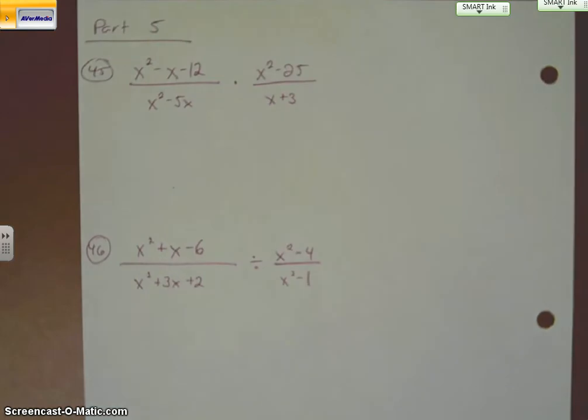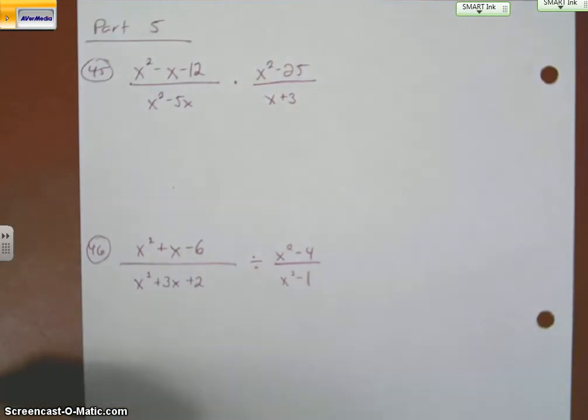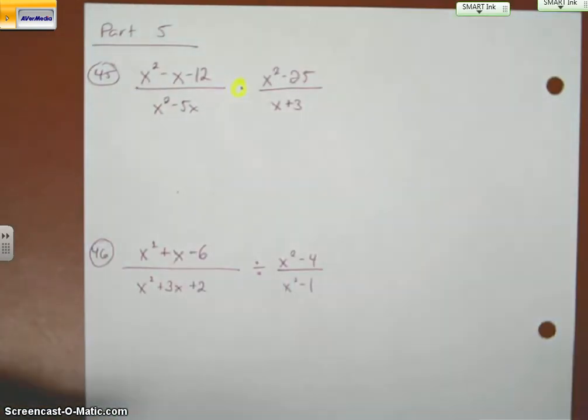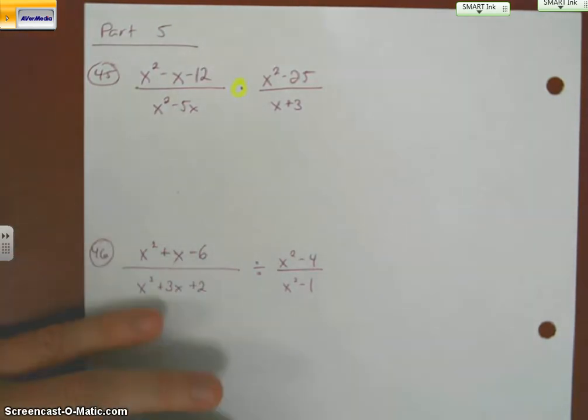Okay, part 5 is rational expressions and rational equations. It's really important to look at the symbol before you start anything. So for instance, this symbol is multiplication. So literally with multiplication, all we have to do is factor and then cancel.